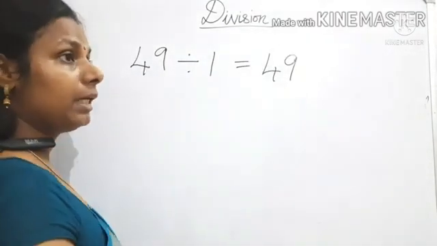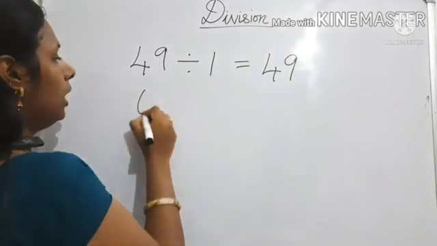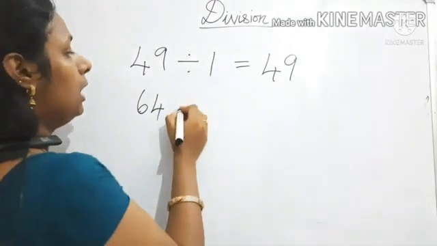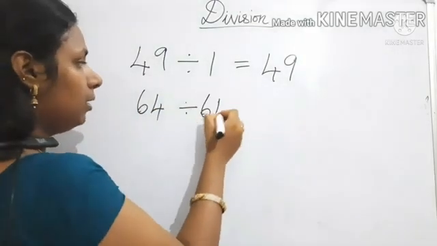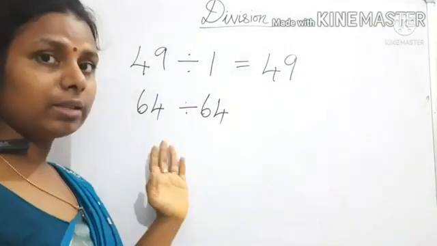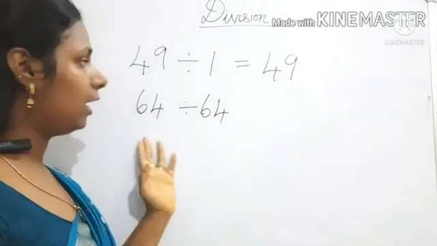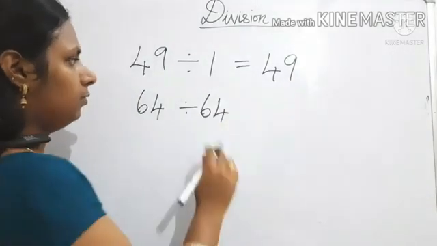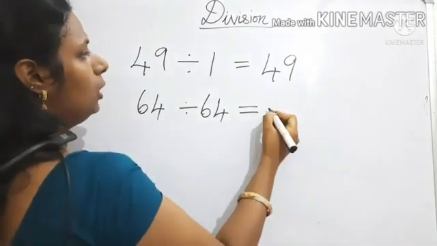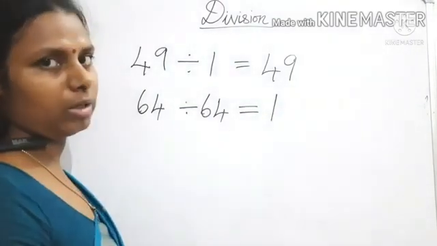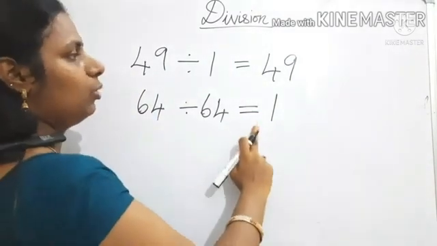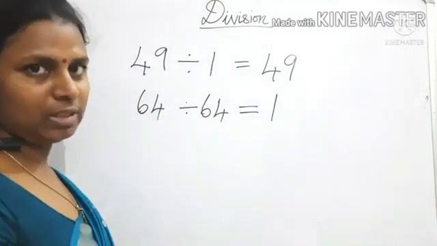Okay. Now the second one, for example, I am taking 64. Whenever you take any number and divide that number by the same number, you get the answer 1. 64 divided by 64, you get the answer 1.